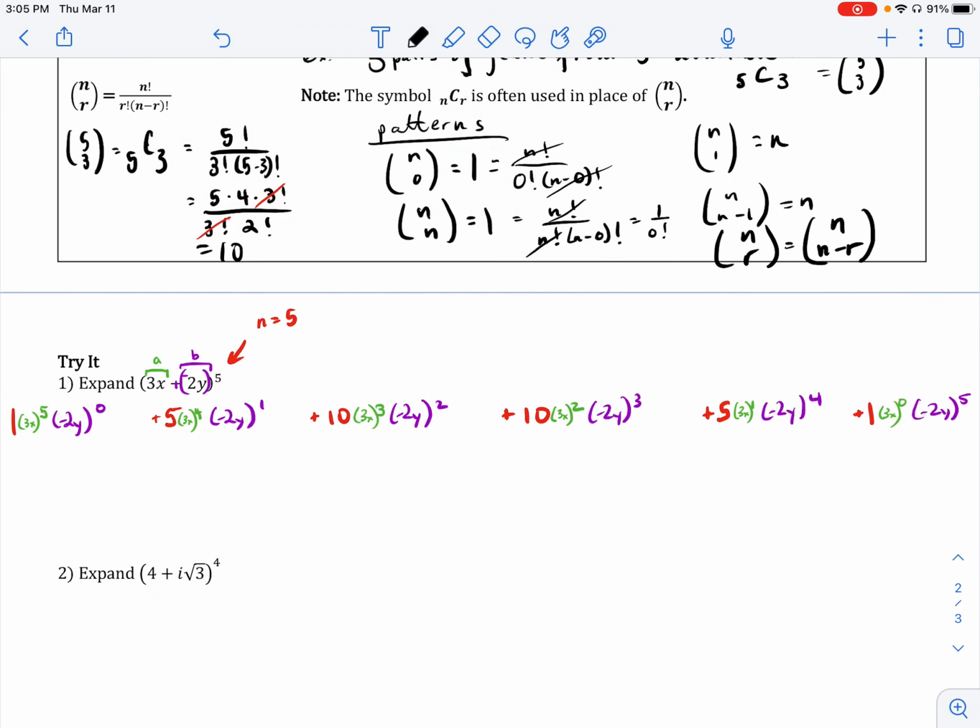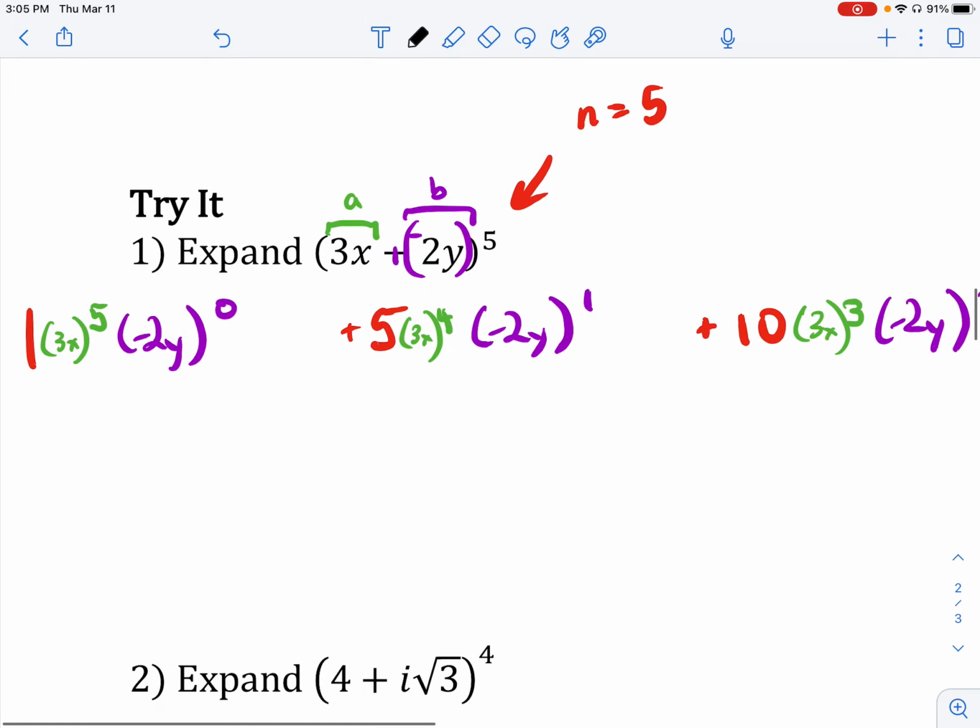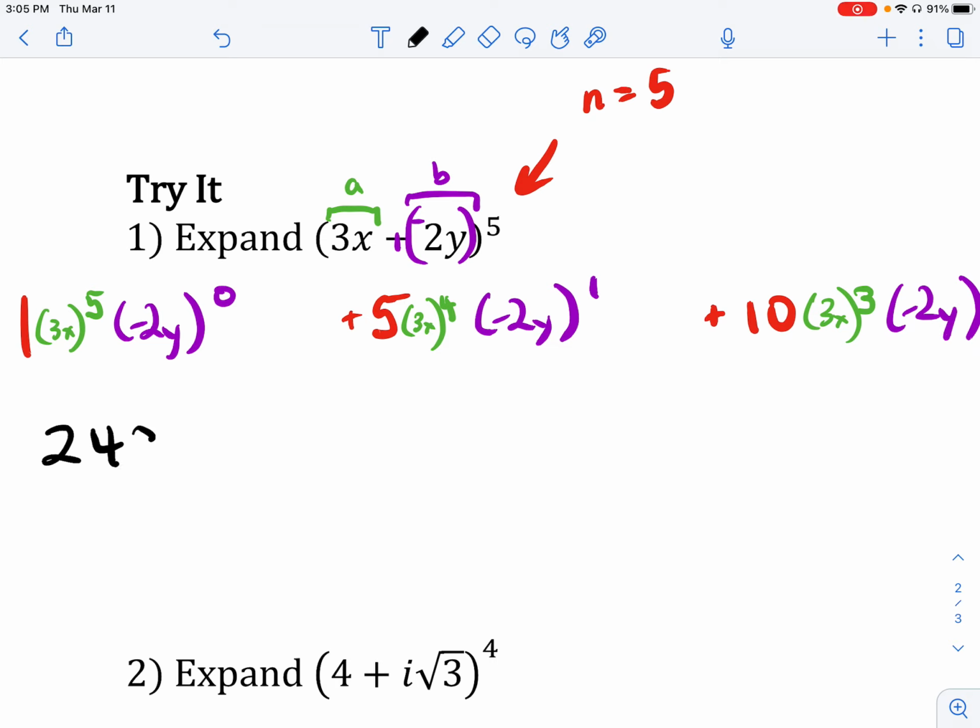All right. So that looks like a lot, but now we're going to clean this all up. Now we're ready to write our final expansion. So we're going to multiply each one of these. Let's take this one at a time. 3 to the 5th power is going to be 243. And so we're left with 243 x to the 5th, and we don't have to worry about y because we're raising it to the 0 power. Now in the next one, we have 3 to the 4th, which is 81, times 5 times negative 2. So 81 times negative 10, that's going to be negative 810 x to the 4th y to the 1st.